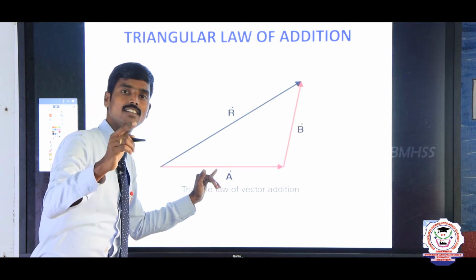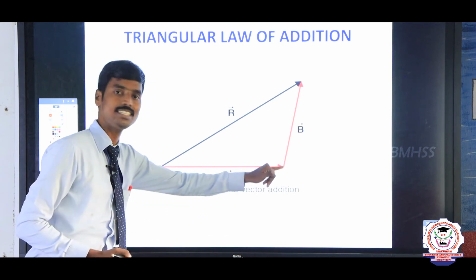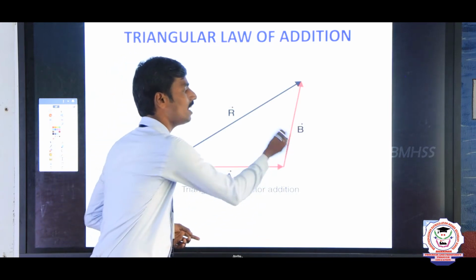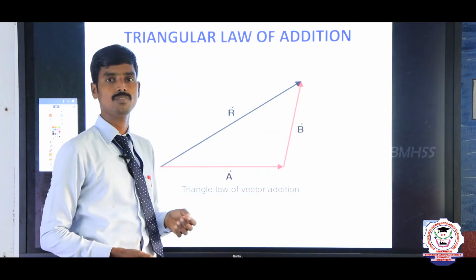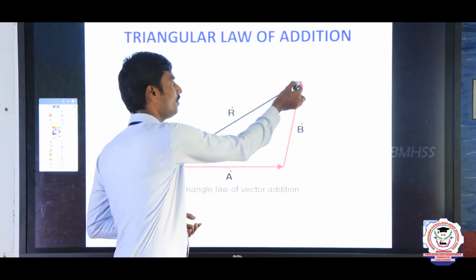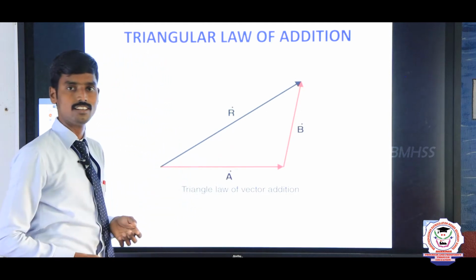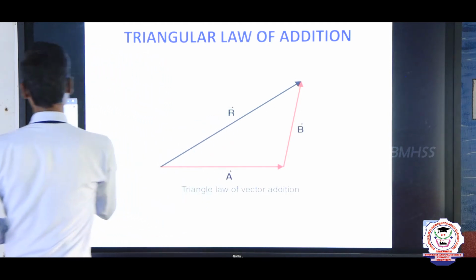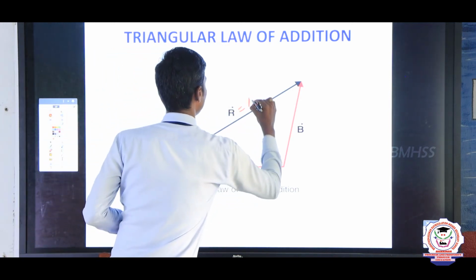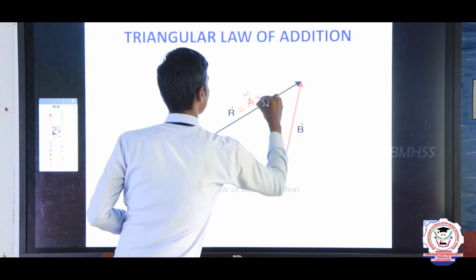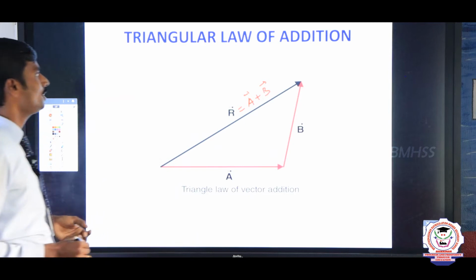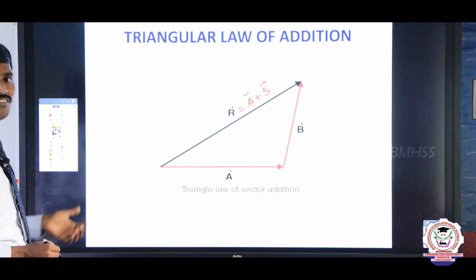A vector has two parts: the first one is the tail, the next one is the head. The head of the first vector is connected to the tail of the second vector, which is B vector, and the resultant vector is drawn in the reverse order, from the tail of the A vector to the head of the B vector. This is called the resultant vector. R vector equals A vector plus B vector. This is the addition of two vectors using the triangular law of addition.